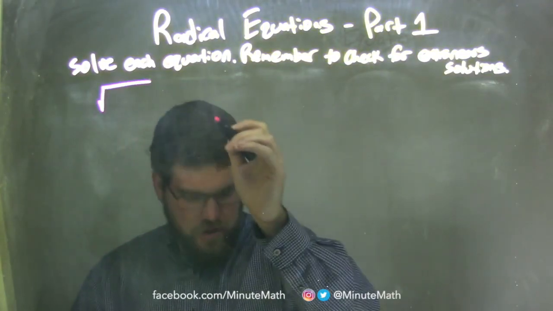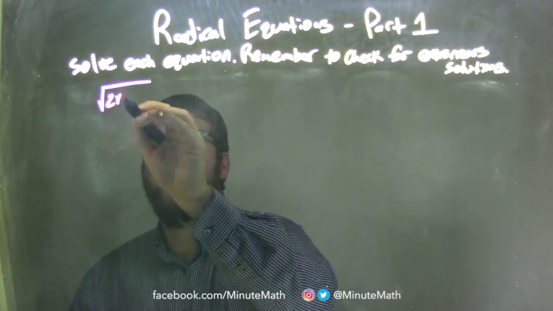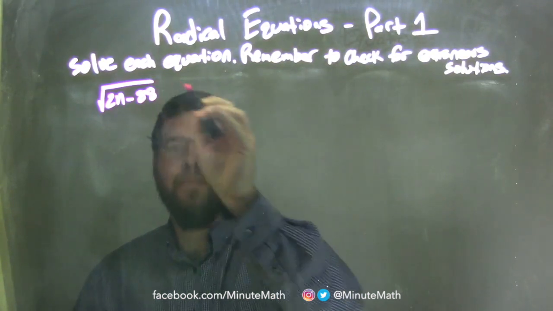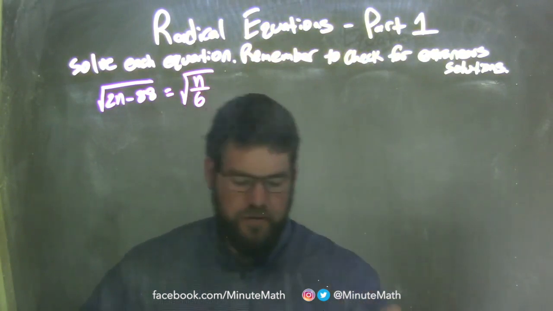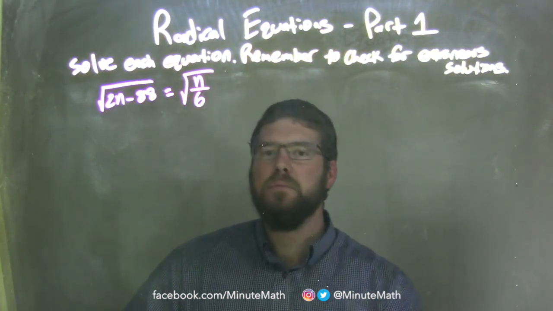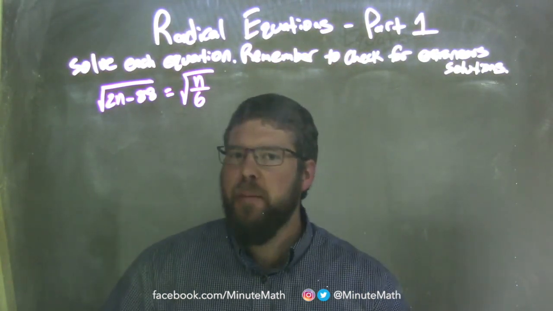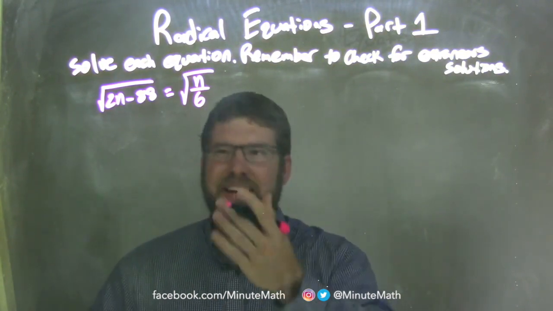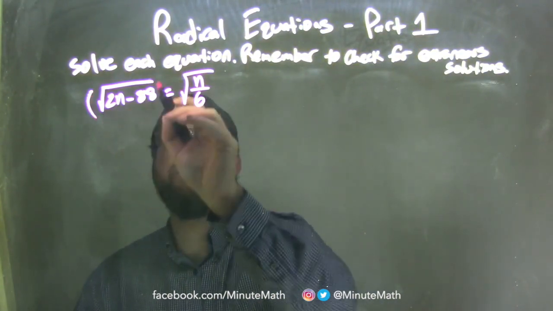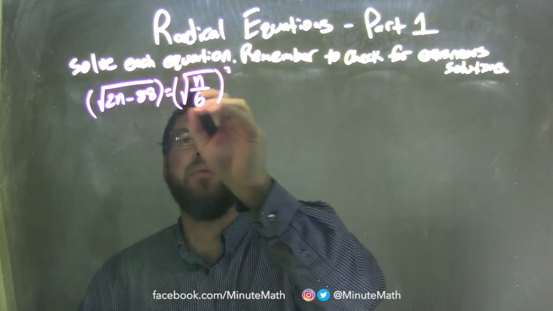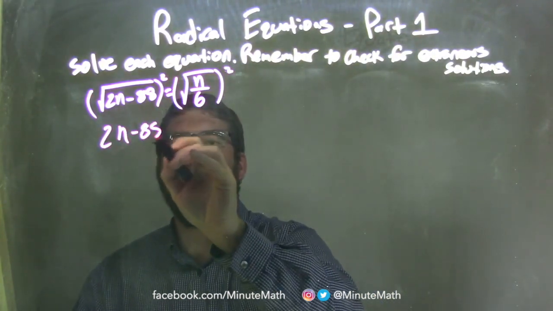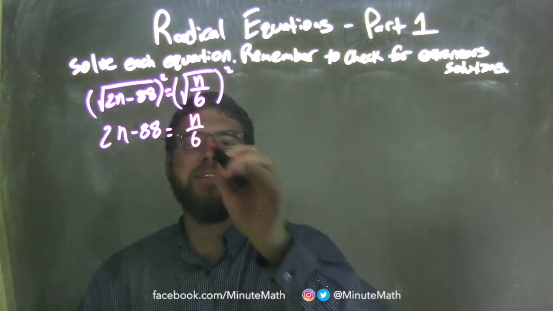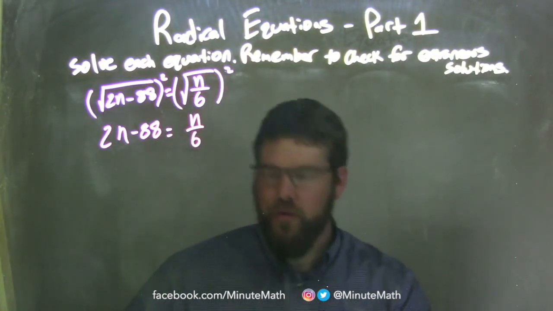The square root of 2n minus 88 equals the square root of n over 6. Okay? Well, first step, both square roots are already isolated, so I can just square both sides. Let's eliminate both of these radicals, leaving me with 2n minus 88 on the left and n over 6 on the right. Now this one's tricky, okay?